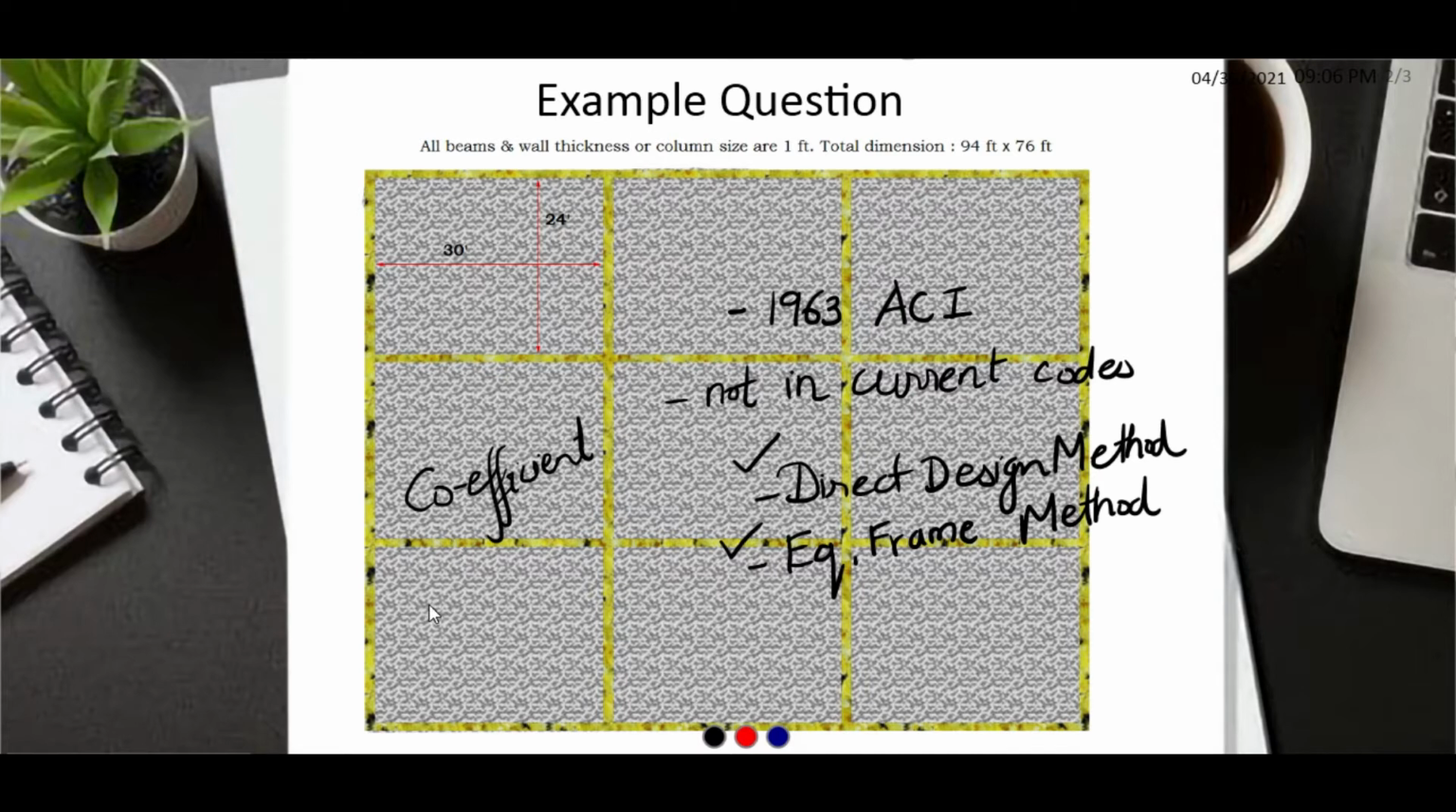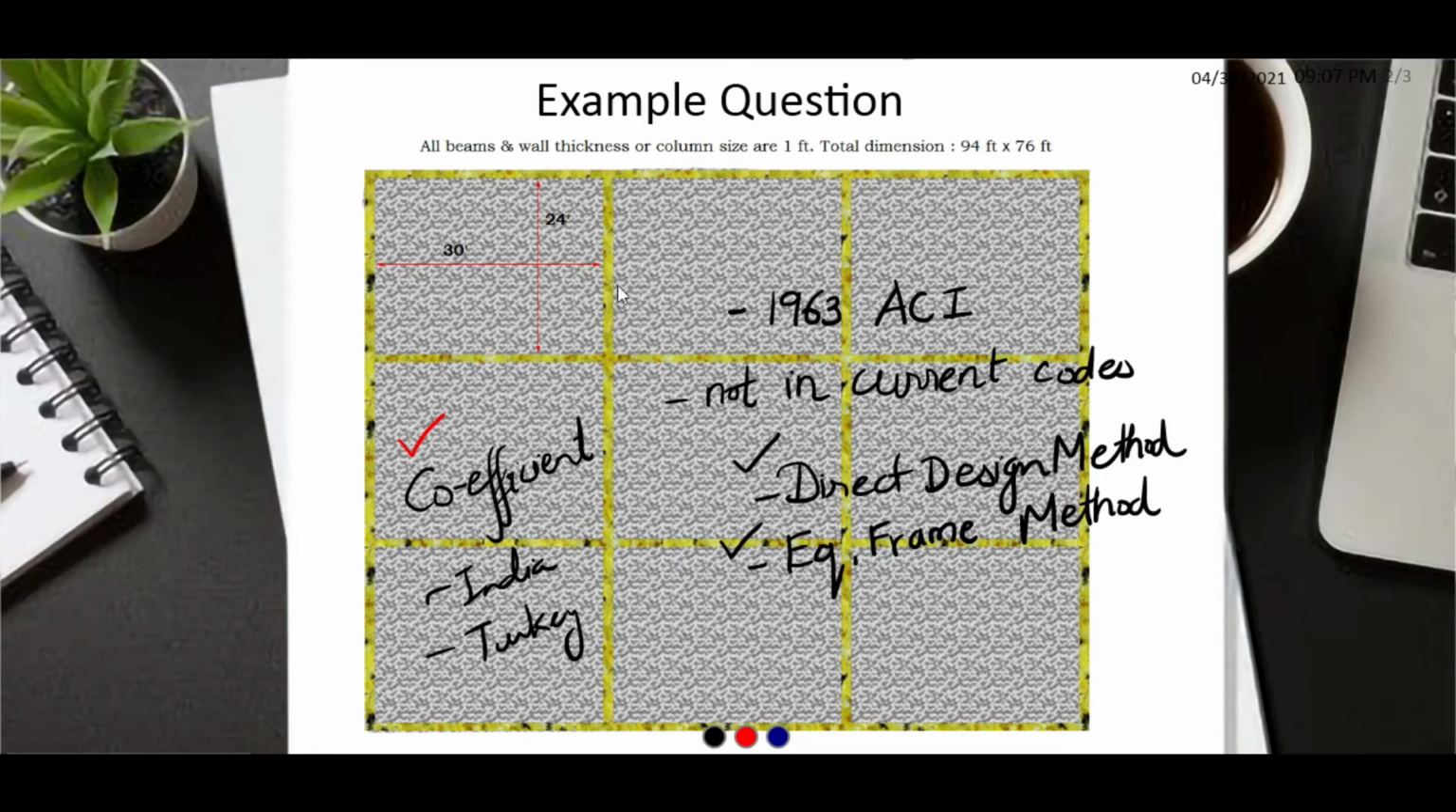Like India uses this method, Turkey also uses this method, but all these countries have modified this method a little bit, but the concept is the same. So let us start how to solve this problem. The coefficient method is the easiest, quickest and simplest method for two-way slab design. So let us discuss how to solve this.